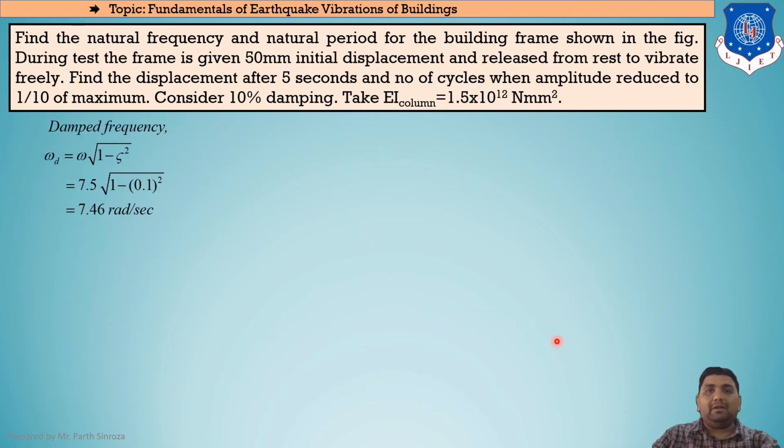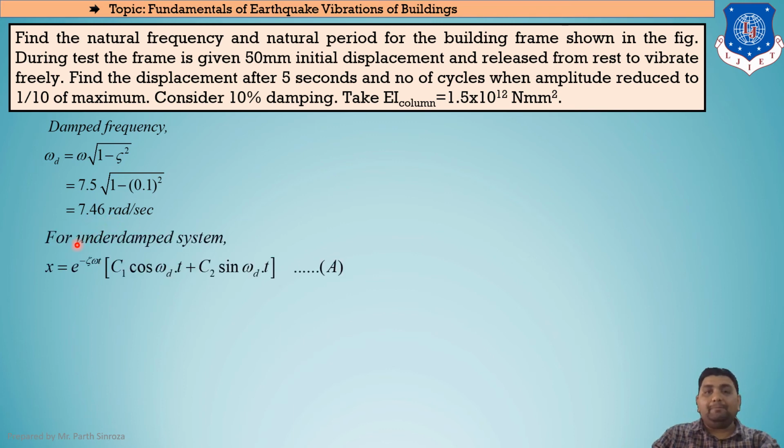Now moving forward, we will be finding the value of our damped frequency. Damped frequency is always denoted by omega d. So omega d equals omega under root 1 minus zeta square. Omega we have obtained to be 7.5. Zeta is given in the question to be 10%, so equal to 0.1. The answer here comes out to be 7.46 radian per second.